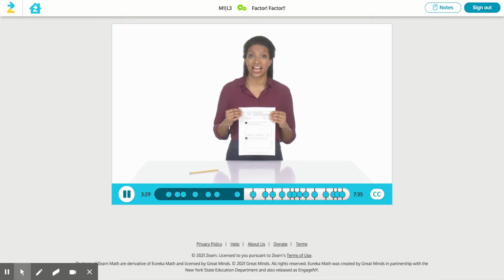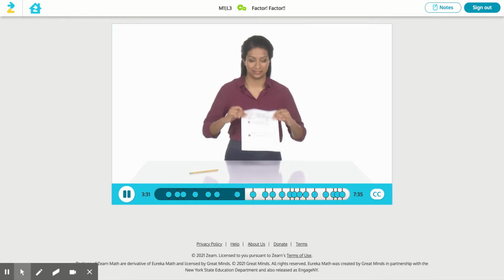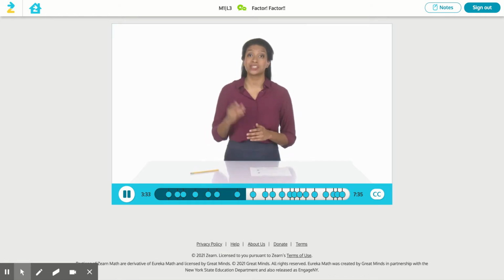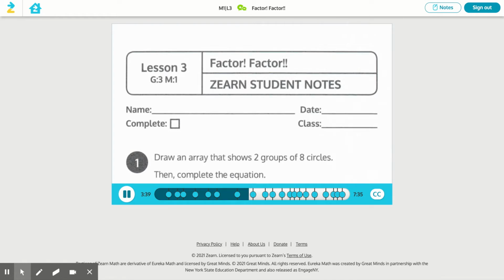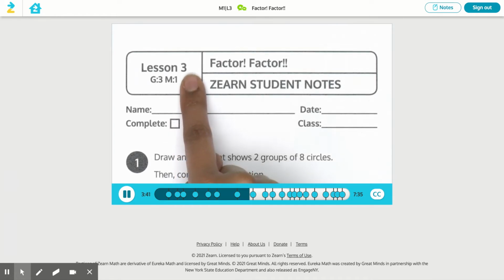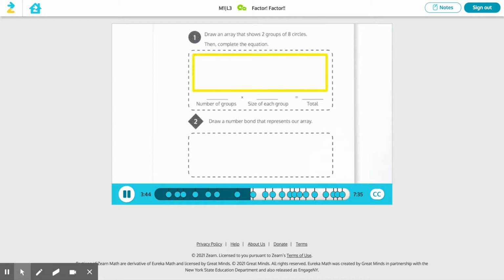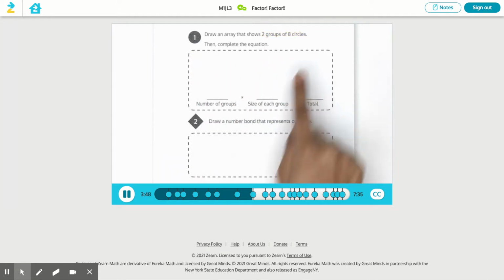Let's keep exploring factors in our Zern student notes. When you see this blue bar on screen, it's time to solve in your notes. We're working on Mission 1, Lesson 3. Draw an array that shows 2 groups of 8 circles here.